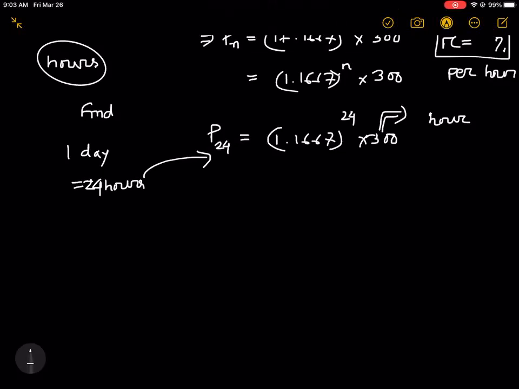be absent today. Anyway, so our n is rather 24. So I plugged in 24 in place of n. And now if we calculate, we should get our result.